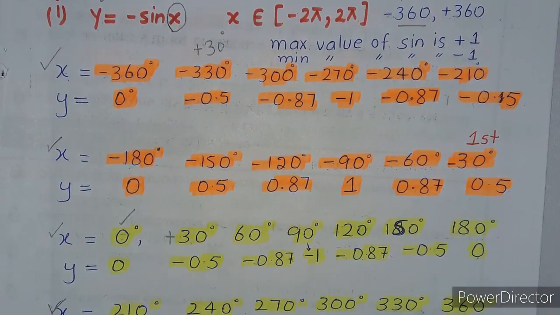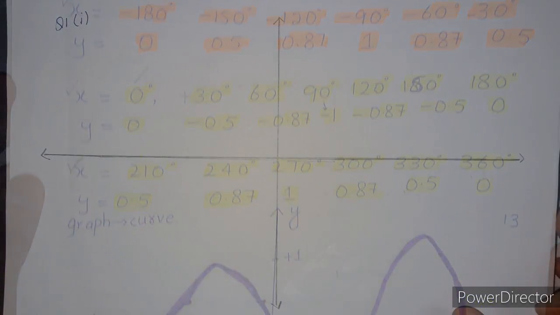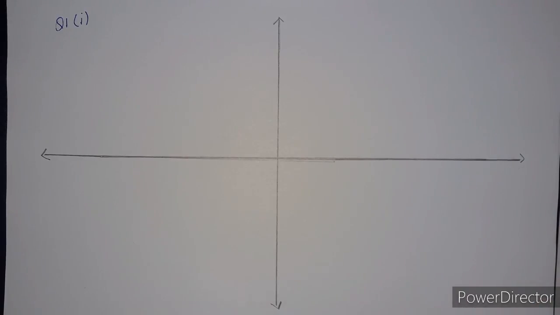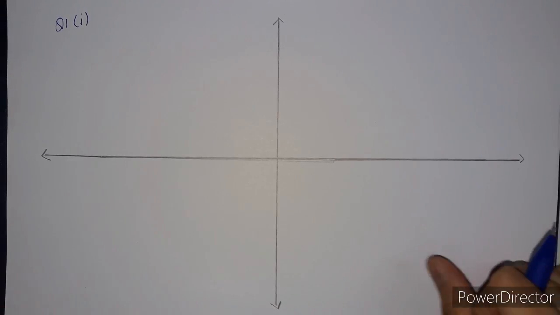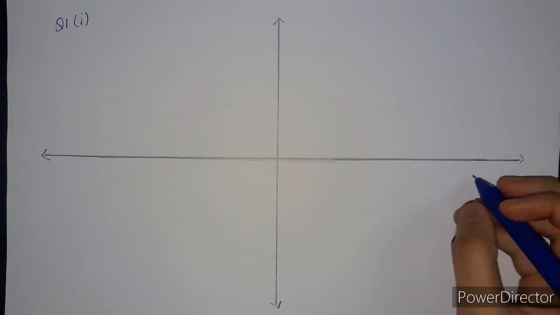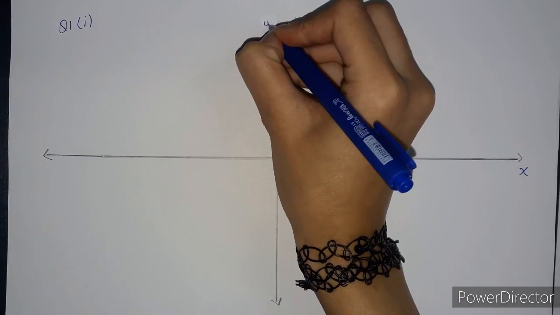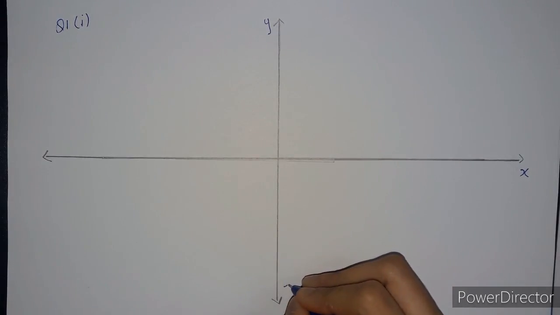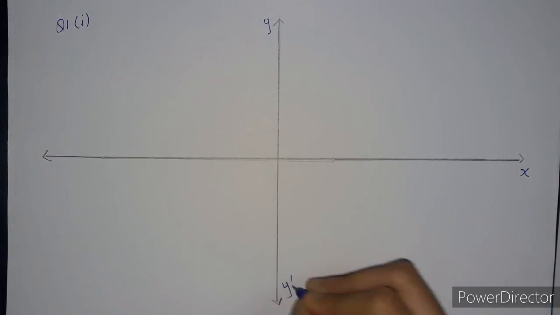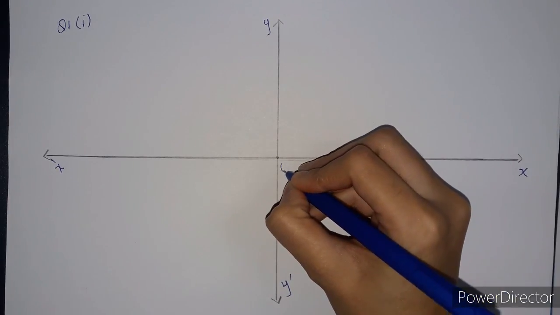Now moving towards the most important part, drawing the graph. So how to draw a graph? It is good to draw on graph paper, but I will draw on this plain paper. Firstly you have to draw these two lines. Here is x and here is y. Then here is negative y or y bar, and here is x bar. Here is 0 degree, the basic structure.